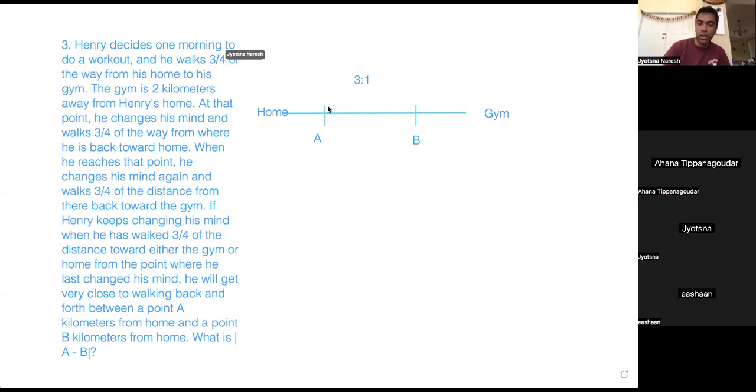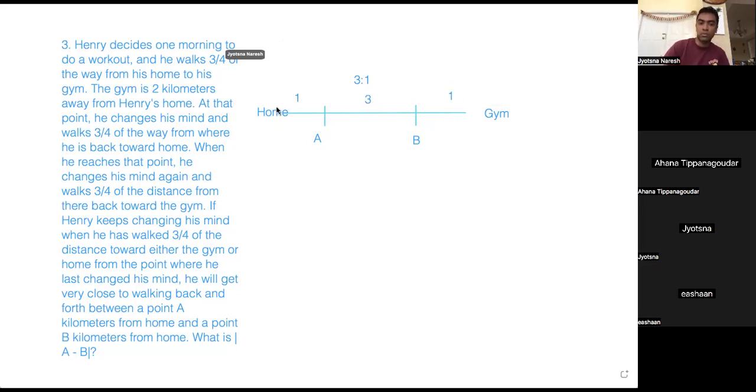Now we can think about it the other way. Starting from B to the home, B to A is also 3/4 of the distance from B to home, right? So this is also a 3-to-1 ratio. So let's just assume that A to B is length 3. This means that B to the gym is 1 and home to A is 1, right? So the whole thing is basically: this is 1, this is 3, and this is 1.